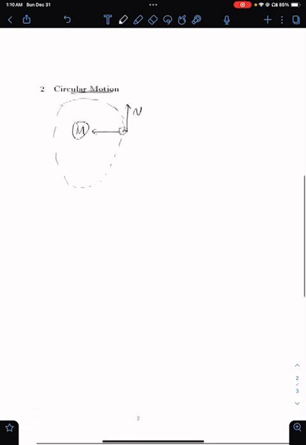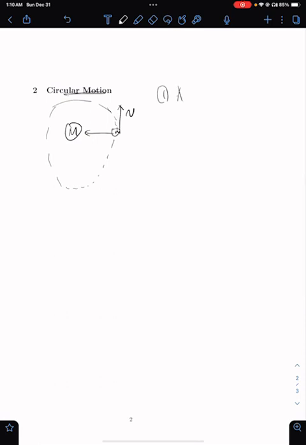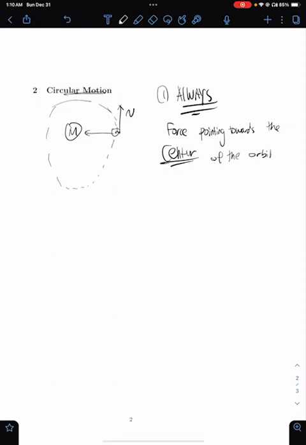But a few things to note about circular motion. One, you always need to have a force pointing towards the center of the orbit. Because circular motion doesn't always have to be planets. But always, you need to have some sort of a force pointing towards the center of the circular orbit.